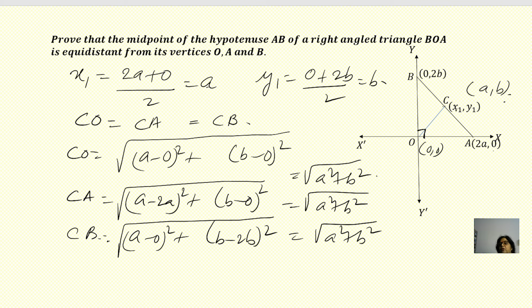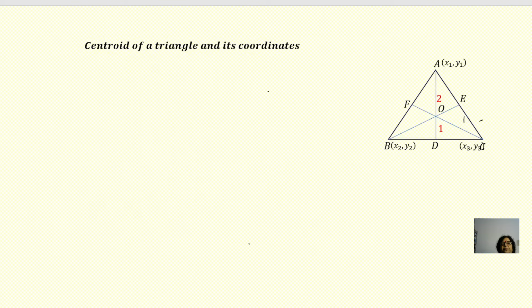First thing that we had to do was find out the coordinates of C, the midpoint, in terms of the coordinates of the hypotenuse endpoints, that is A and B. So that is the fundamental principle that we need to understand over here.